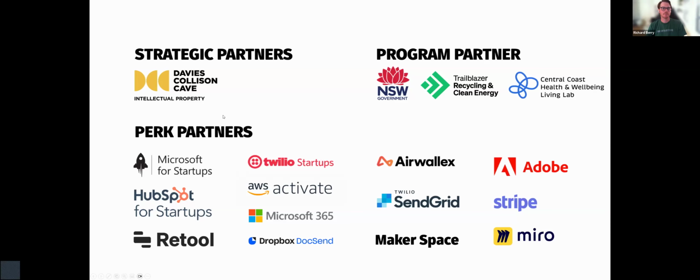And of course, we wouldn't be an incubator or accelerator without a whole bunch of SaaS perks. There's a whole bunch of perks that you get access to. We open the floodgates so that when the time is right for you, you can access free or heavily subsidized tools that will help your venture move forward.